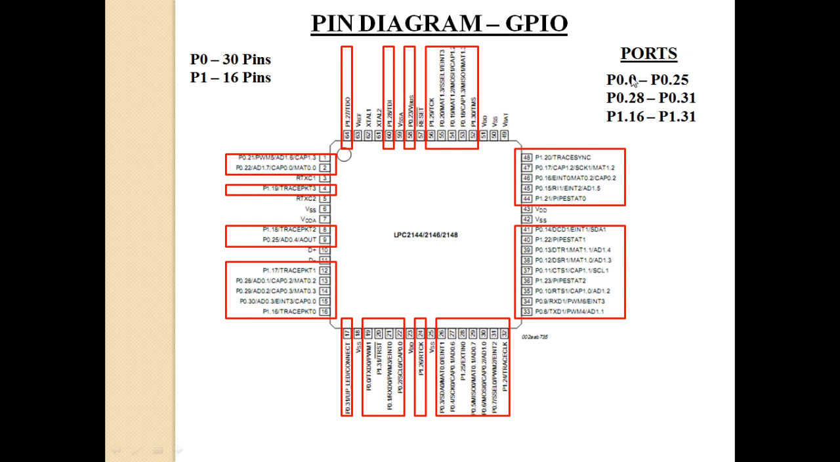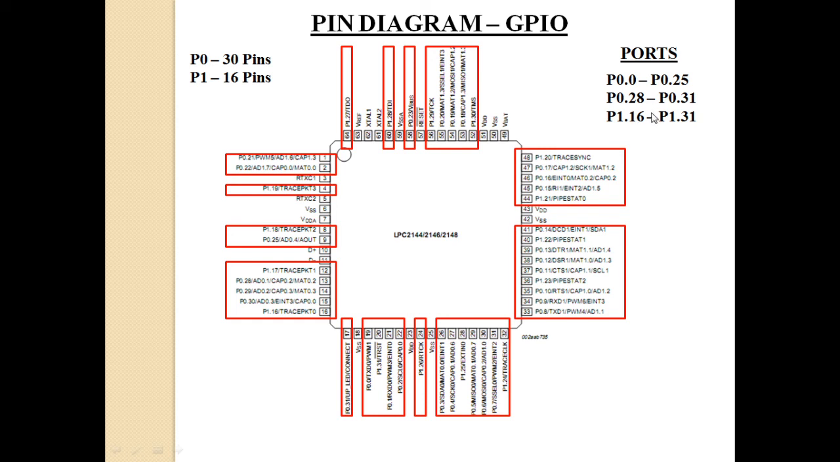P0.0 means the 0th pin of port 0. Similarly, P0.1 means the first pin of port 0, and P0.25 means the 25th pin of port 0. So this is how it is distributed, P0.0 to P0.25. This is how you refer to each and every pin. Then P0.28 to 31. P0.26 and 27 are not there; you need to keep that in mind. Similarly, in port 1, you have pins from P1.16 to 31. P1.0 to 15 are not there.